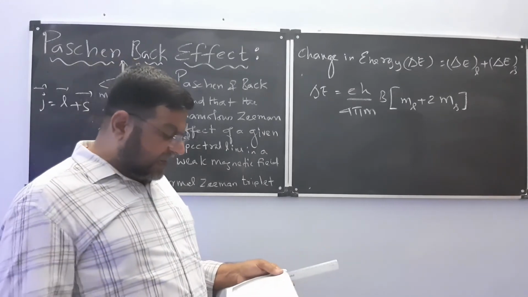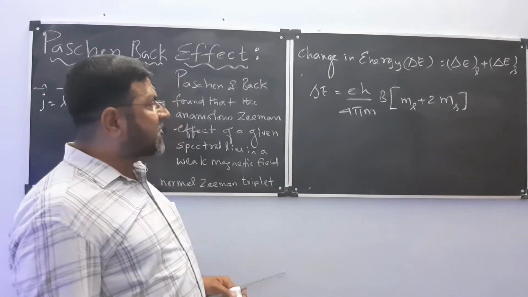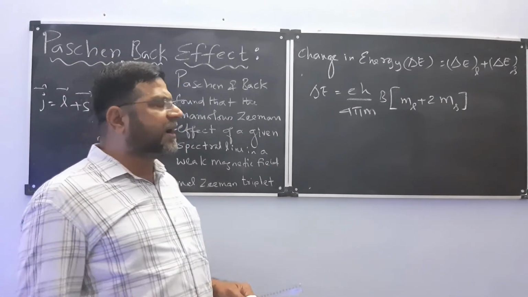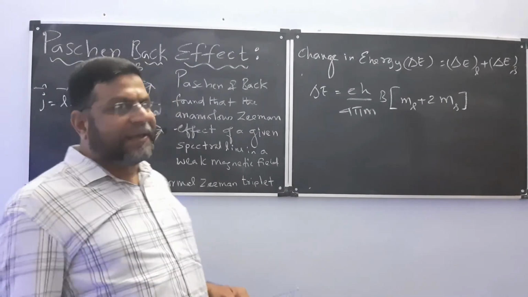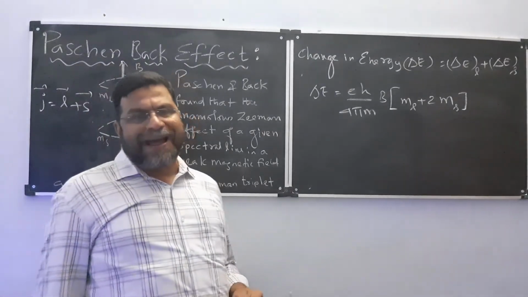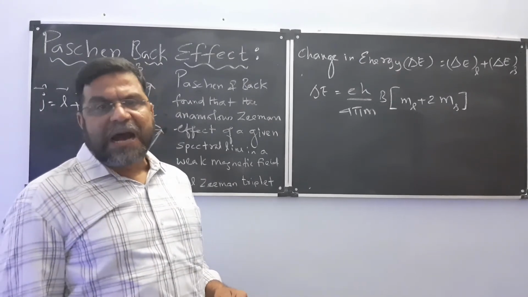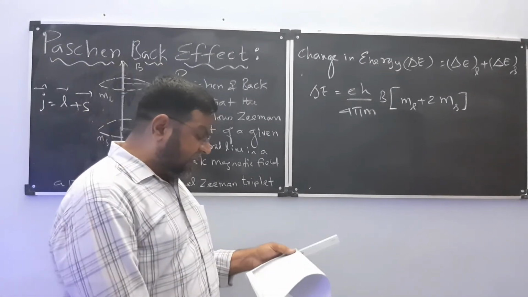Then you will have a coincidence and you will be able to remember very easily. Therefore, this can be written as change in energy delta E is equal to eh by 4 pi m B into m of L plus 2 m of S. Here delta E is the change in energy, h is Planck's constant, e is the charge of the electron, m is the mass of the electron and B is the strength of the magnetic field.